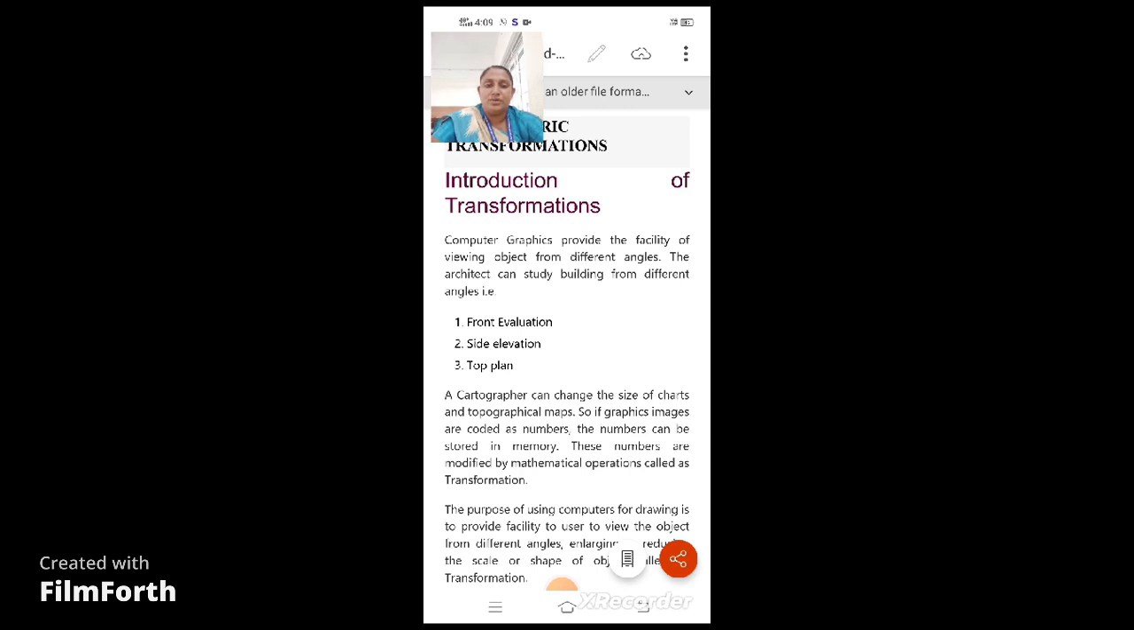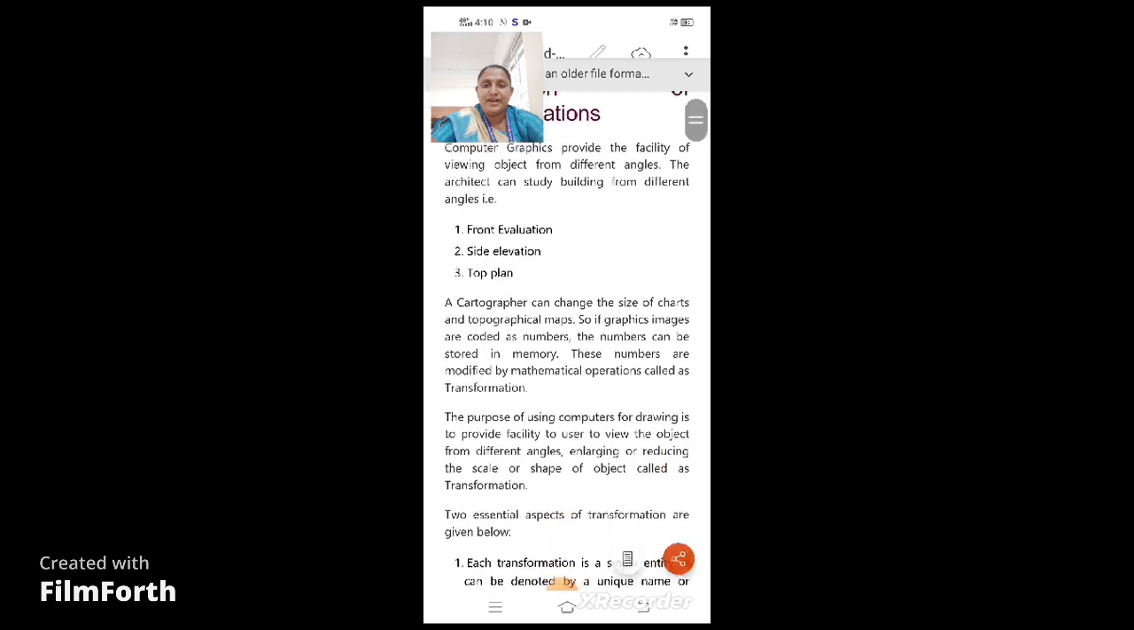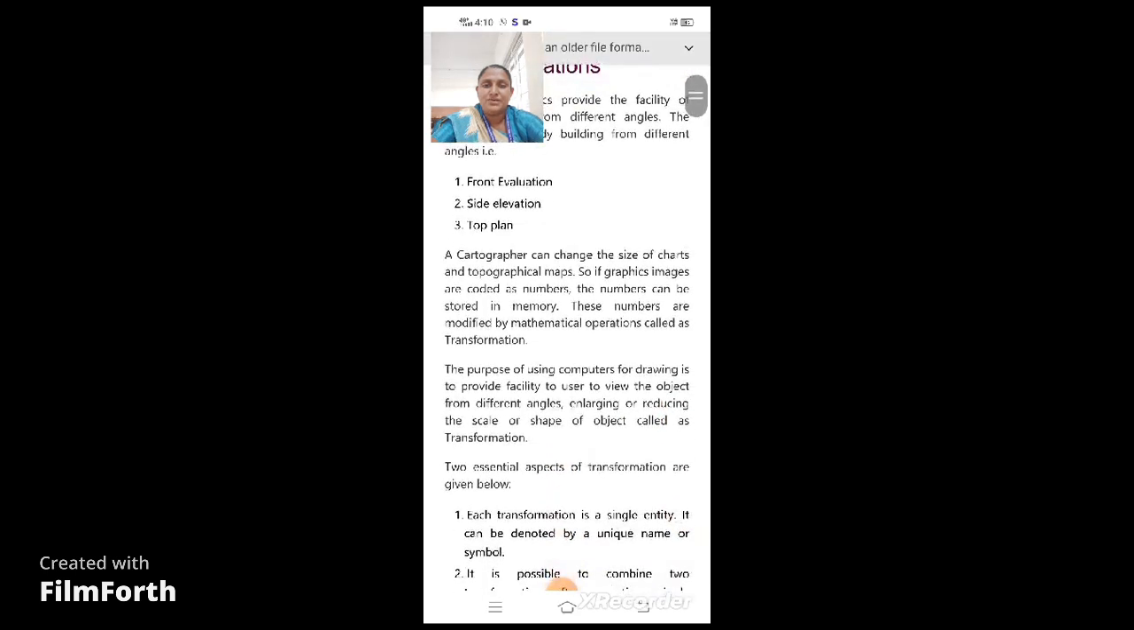So, what is the main purpose of computer graphics? It provides facilities to the user to view the objects from different angles. It may be from many angles like front elevation, side elevation, and top plan. So how the cartographer will change the image to different types of charts. Computer graphics also provides different types of view angles to an object.